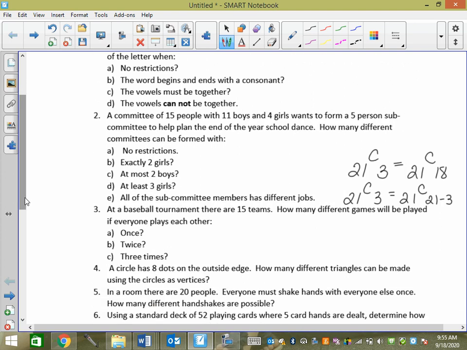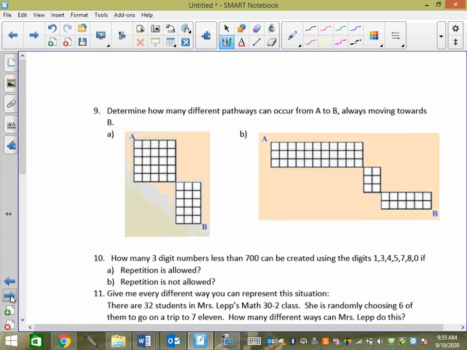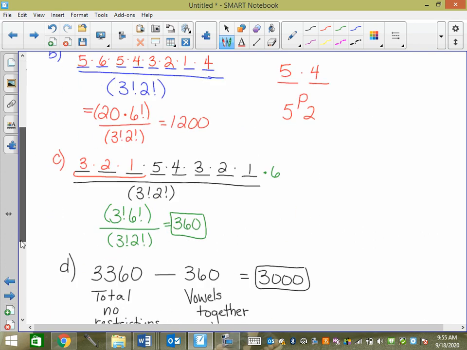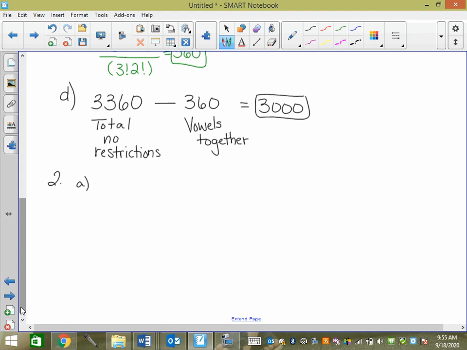So here we have a 5-person committee with no restrictions. So I have 15 people, 11 boys, 4 girls. A says no restrictions. So what do I choose from? You just take 15 because I don't care if they're boys or girls. There's nothing but boys or girls. So I'm going to do 15C5. How much is that? 3,003.